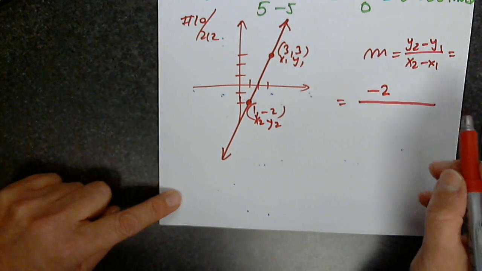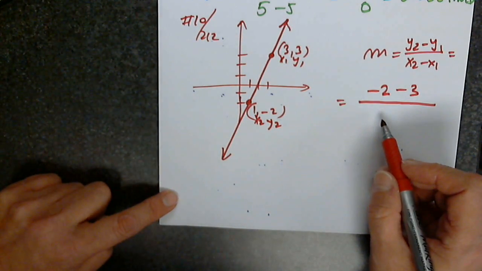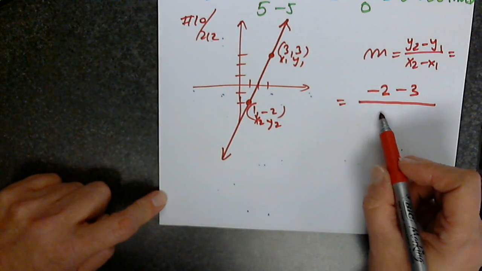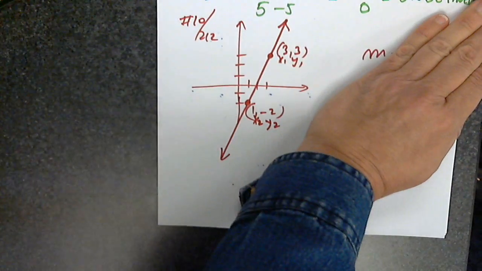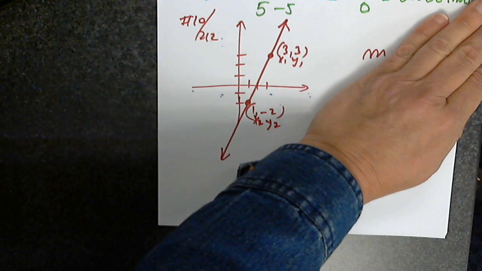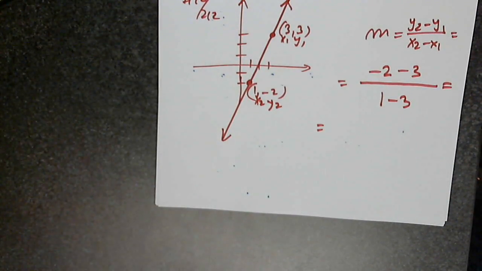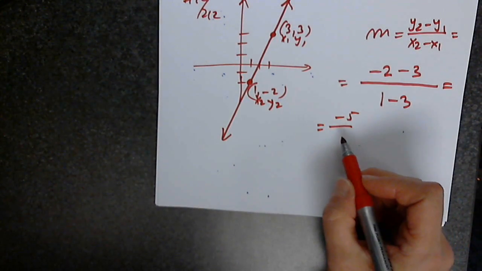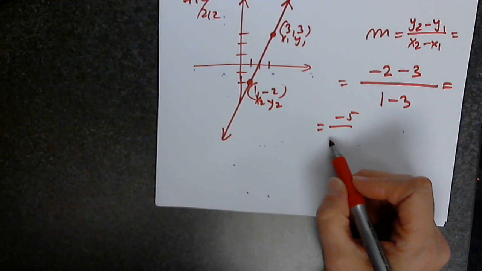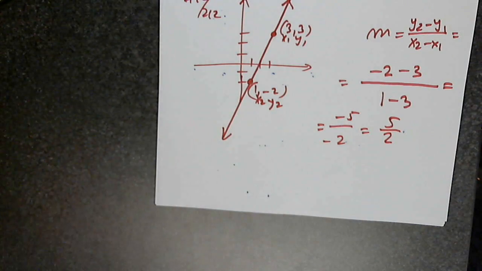Negative 2. Very good. Over. The order has to be consistent, though. 1 minus 3. So first of all, before we even look at those calculations, what type of slope do you expect? Absolutely, positive. So the numerator is negative 5. The denominator is, careful, negative 2. So the answer is, as expected, 5/2, which is a positive slope.